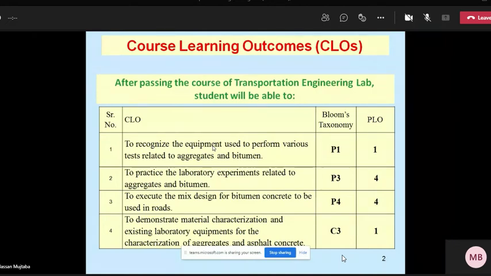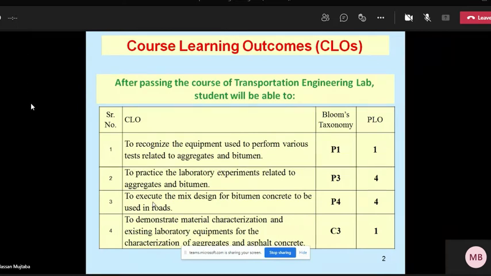Then there is one mix design also, to execute the mix design for bituminous concrete to be used in road construction. Yes, asphalt concrete. In concrete you are using cement, in asphalt concrete you are using bitumen as a binder. Then to demonstrate material characterization and use existing laboratory equipment for the characterization of the aggregates and asphalt concrete.